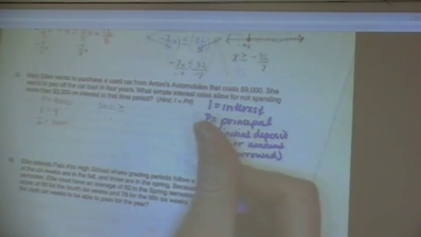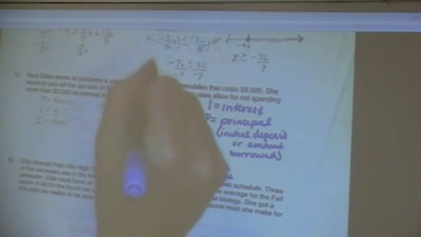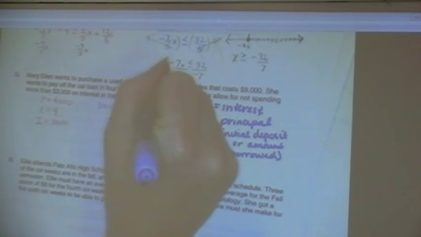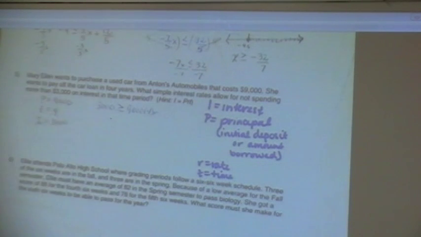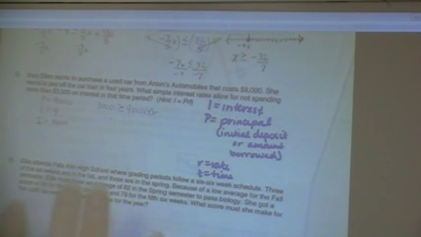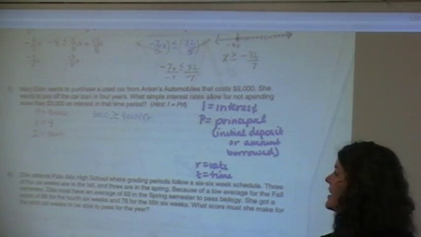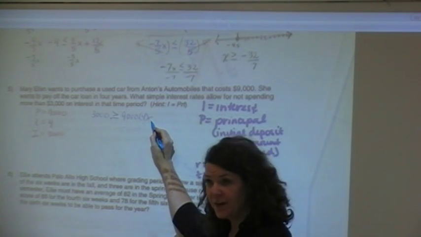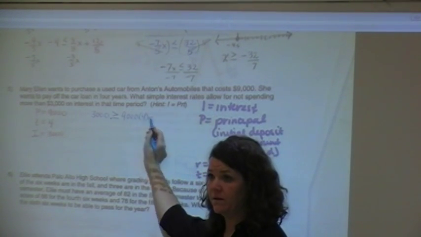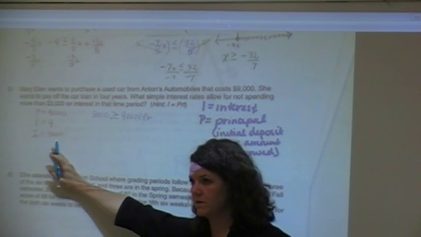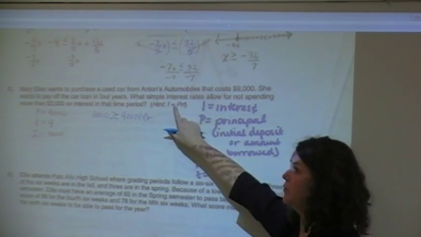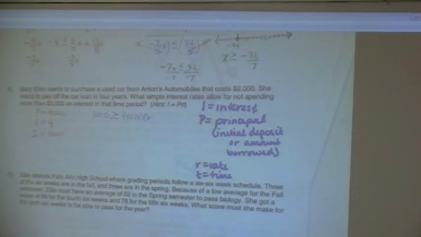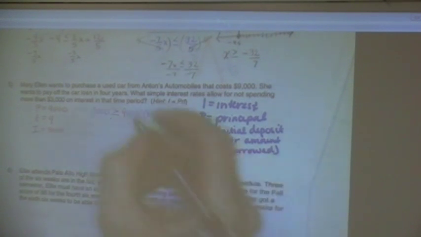Which means this is going to be PRT, 9,000 times R times 4. We do not know R. Now you guys were right, because if you read this the way you said it, with the variables over here, it is less than or equal to. It's a less than sign. If you read it backwards, it's set up backwards because the formula is set up that way. Okay, so now I just calculate. This is easy enough.